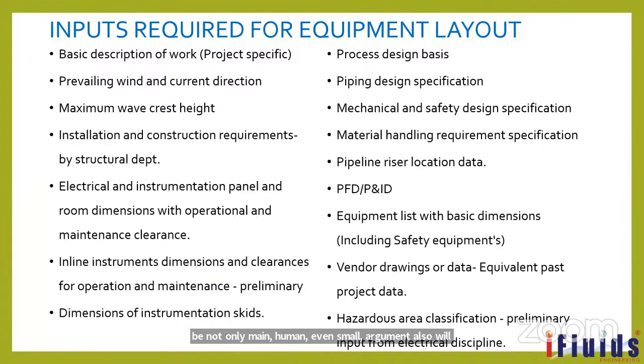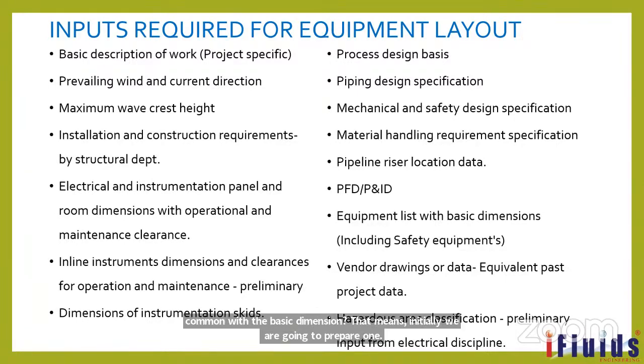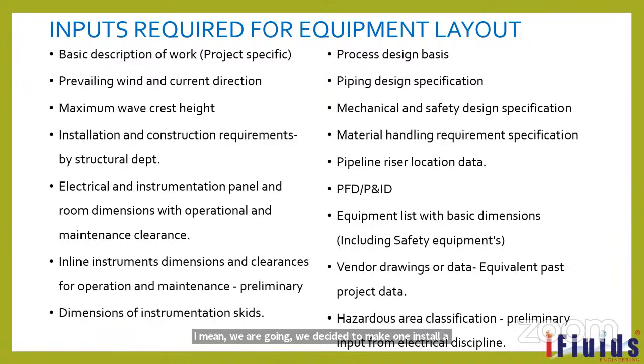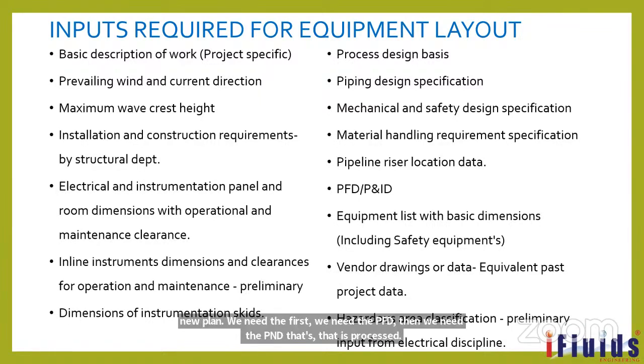Input required to make the equipment layout. First, we definitely need the PFD, the P and ID, material handling requirement specification, and equipment with the basic dimensions. That means initially, when we decide to install a new plant, first we need the PFD, then the P and ID, that is the process side. On the construction side, first we require the plot plan, second one is the equipment layout.